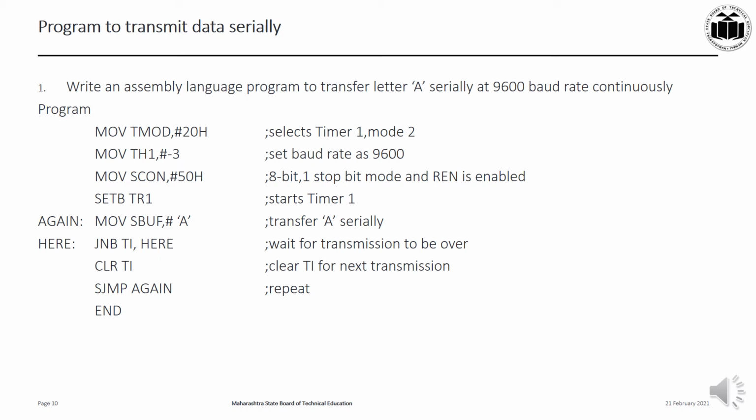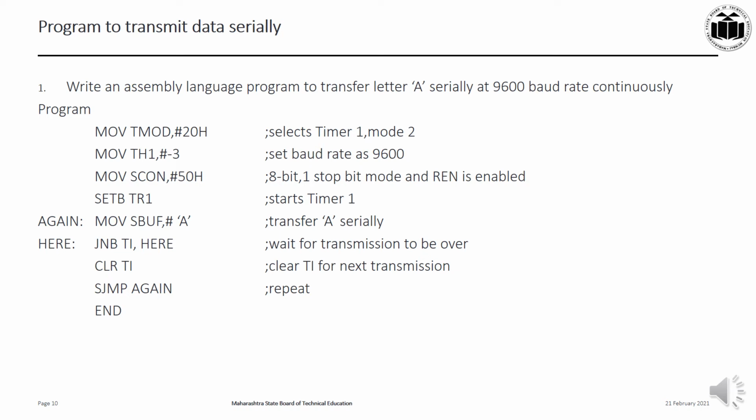After that we have to load the TH1 with value -3, which sets the baud rate as 9600, and the SCON register is loaded with value 50H indicating serial communication mode 1, and REN is also enabled. After that we have to run timer 1, so the SETB TR1 instruction is used here.